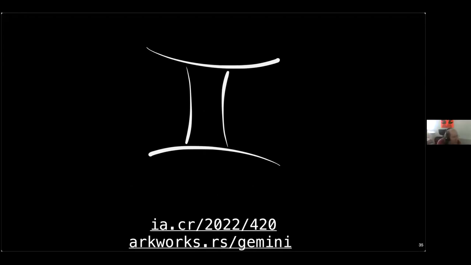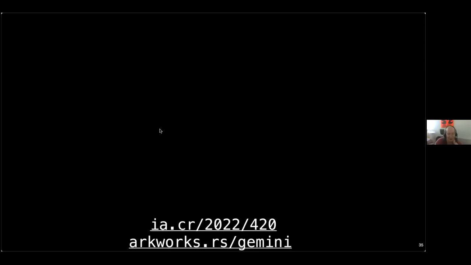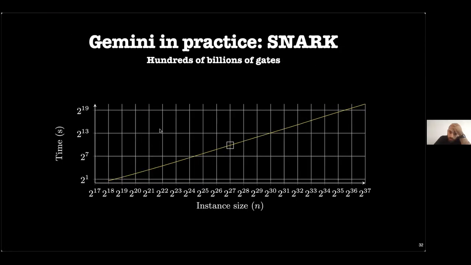Can I have a look at those performance graphs again? Yeah. That is with parallelism. So how much parallelism is there? Is there a way of doing an apples to apples comparison with other implementations?